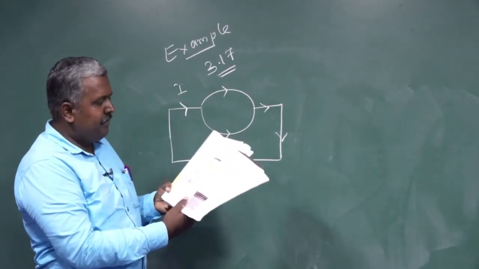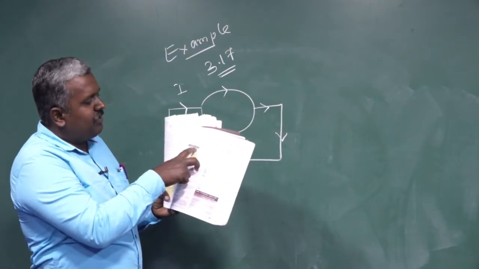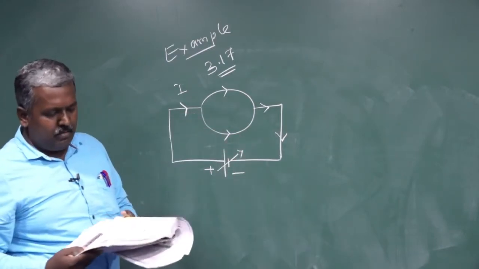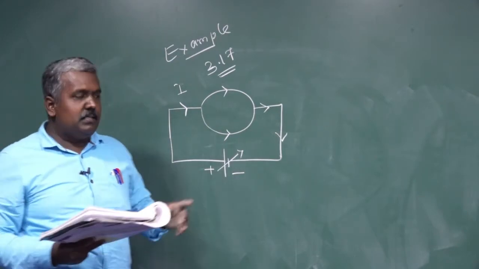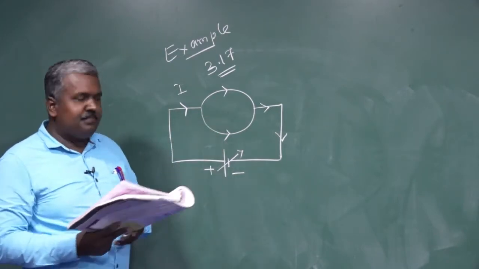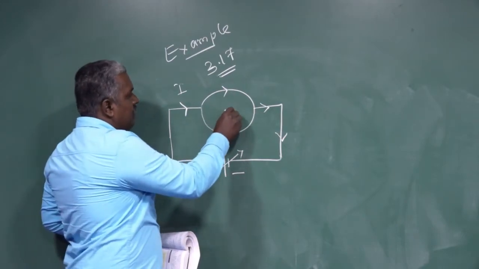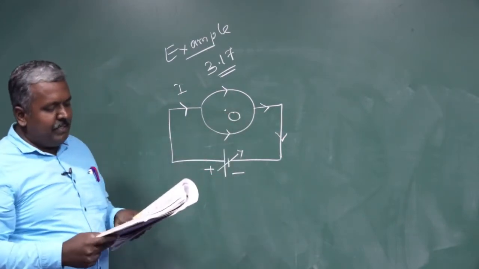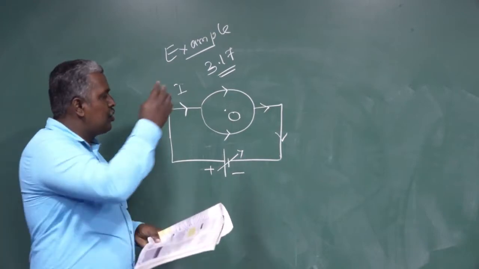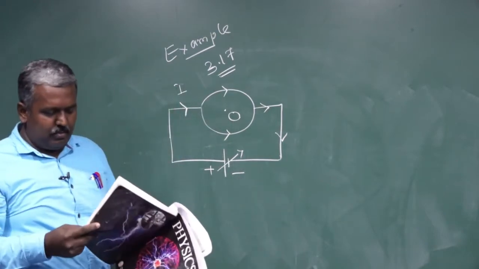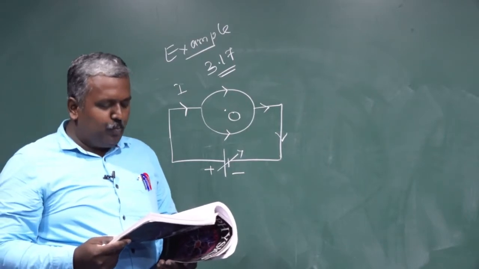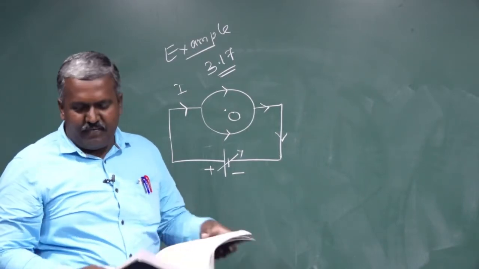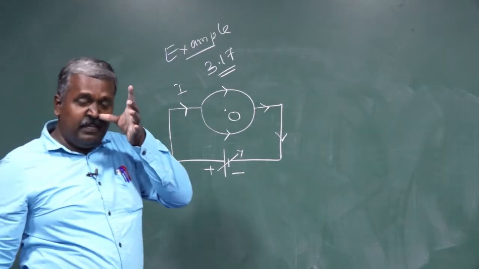Then read example problem 3.17. Come on, fast. Come on, read. What is the magnetic field? See this diagram. What is the magnetic field at the center of the loop shown in the figure? That is the question.